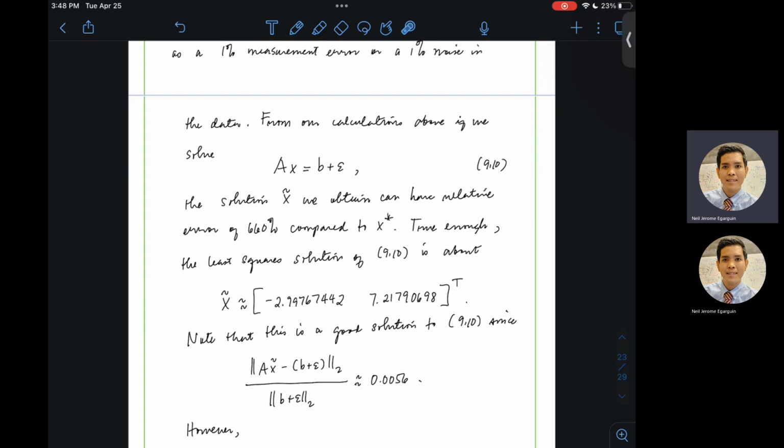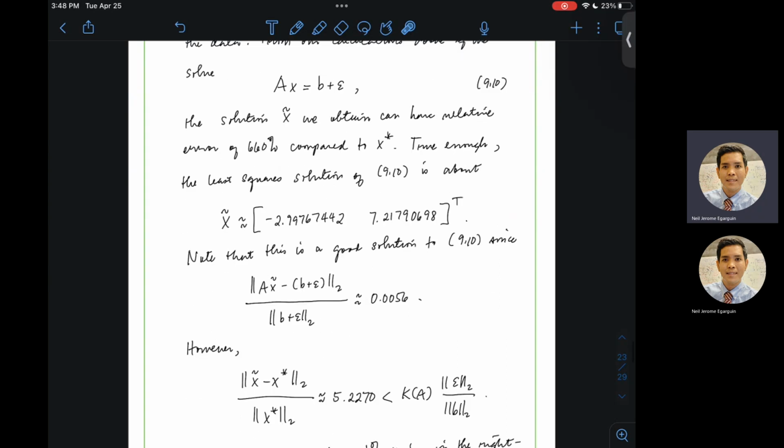Do we get an accurate result? Yes, we still get an accurate result, because if you compute the residual, so you get A x tilde, A times the computed solution, minus the noisy right-hand side, over the size of the noisy right-hand side, the error is about 0.56%. So that means our pseudo-inverse computation is good. We get good results with respect to the noisy data. So we are modeling the noisy data nicely.